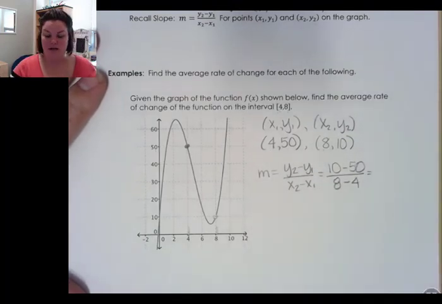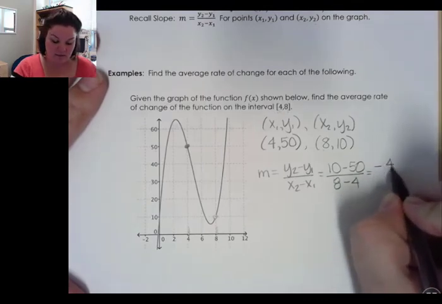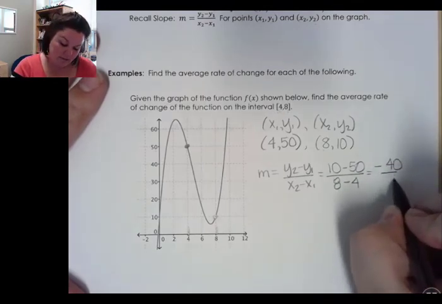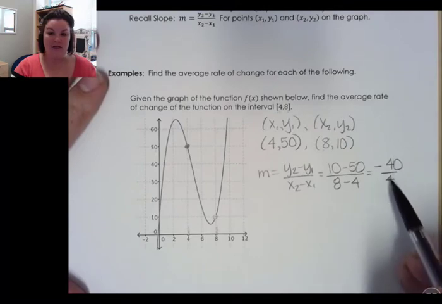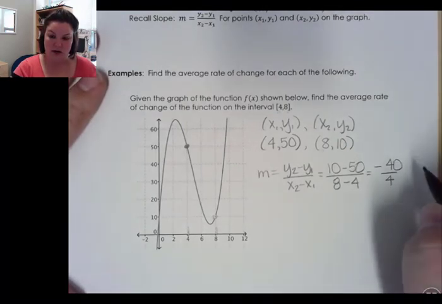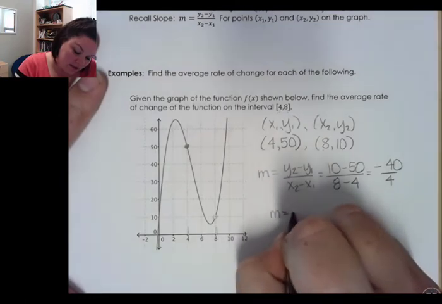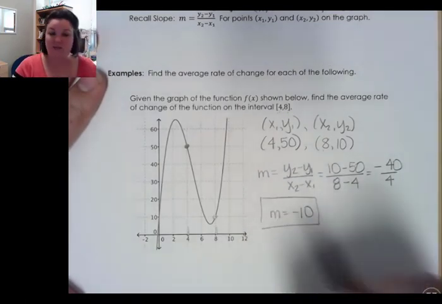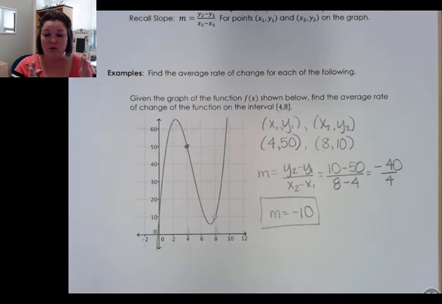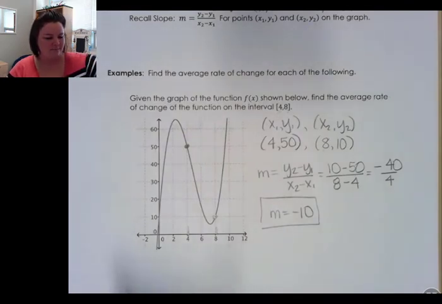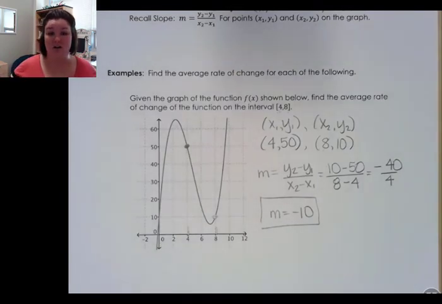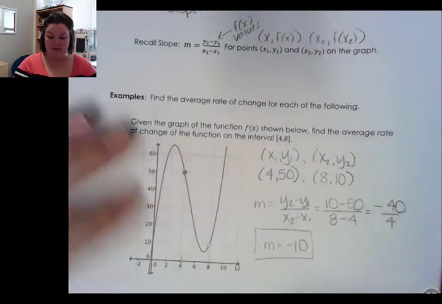And then we just simplify. So 10 minus 50 gives me negative 40. 8 minus 4 gives me 4. And negative 40 over 4 reduces to negative 10, which means that my slope or my rate of change for this function on that interval is negative 10. Okay? Not too bad, right? Just finding slope. We're just getting our points maybe from a different perspective or a set interval versus an entire line. Okay? Let's look at another one.